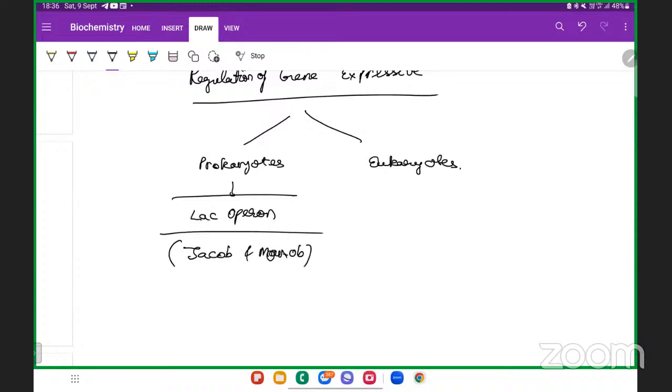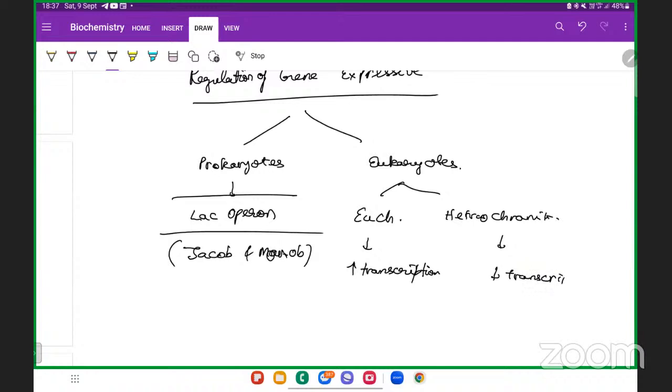And eukaryotes, if you have seen my first video, I told you that all your DNA is packed together to form chromatin. This chromatin is of two types: either euchromatin or heterochromatin. Euchromatin increases your transcription, whereas heterochromatin will decrease your transcription.